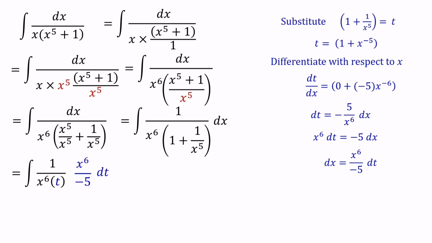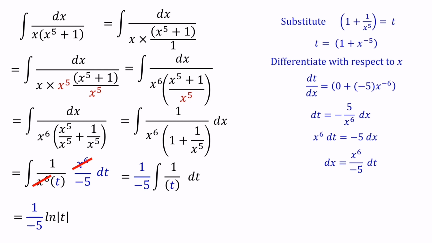Then we can cancel out the numerator x to the power of 6 and the denominator x to the power of 6. After that, we can get 1 over minus 5 as a constant. So we can write 1 over minus 5 integral 1 over t dt. The integration of 1 over t equals ln modulus t.